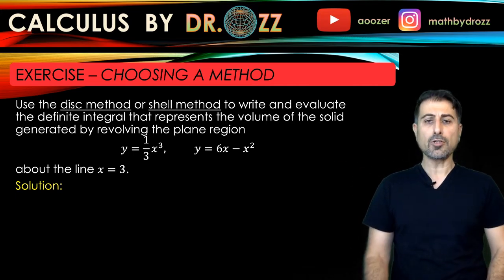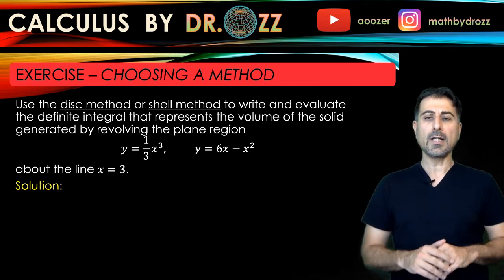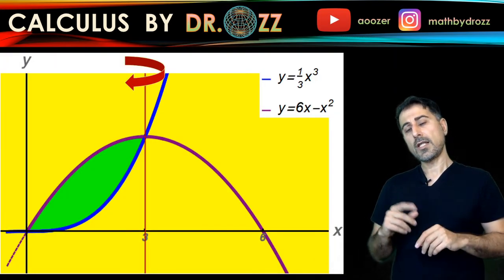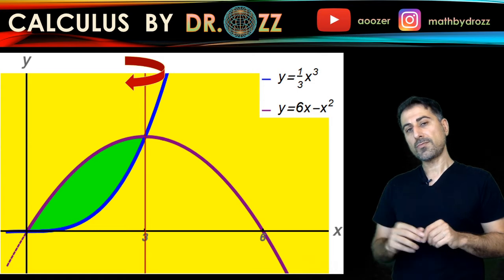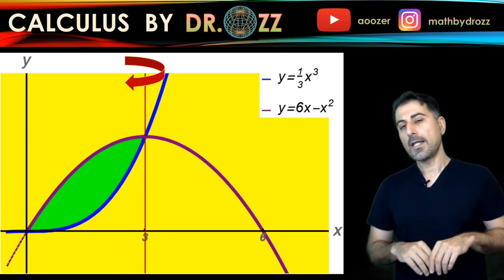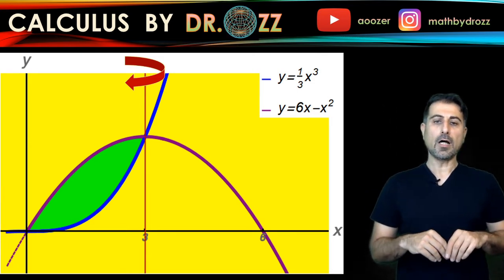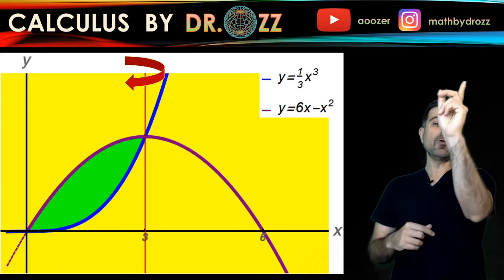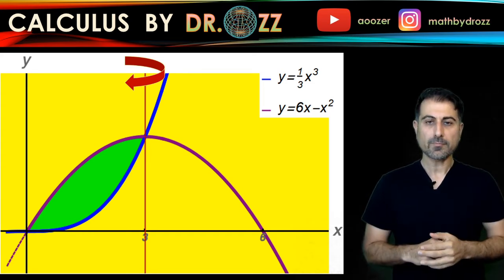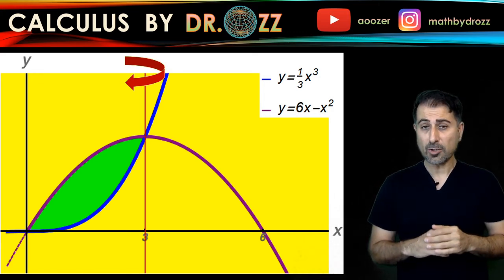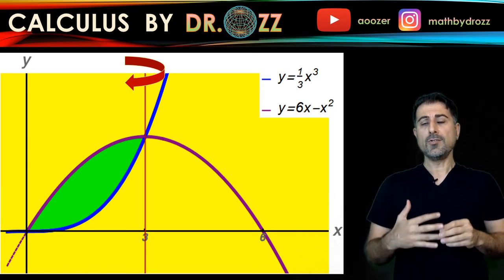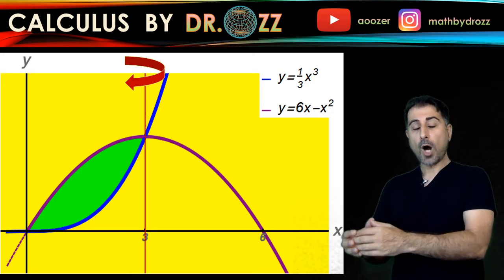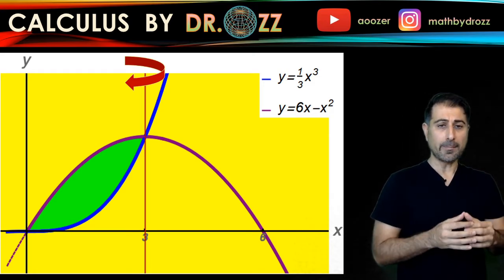First I want to show you what this region looks like, and you'll find the details in the video. My region is bounded below by the blue curve, which is the cubic, and above by the purple curve, which is a quadratic. Now I'm going to revolve that region about the x-axis. So here you have to decide between the washer or the shell method.